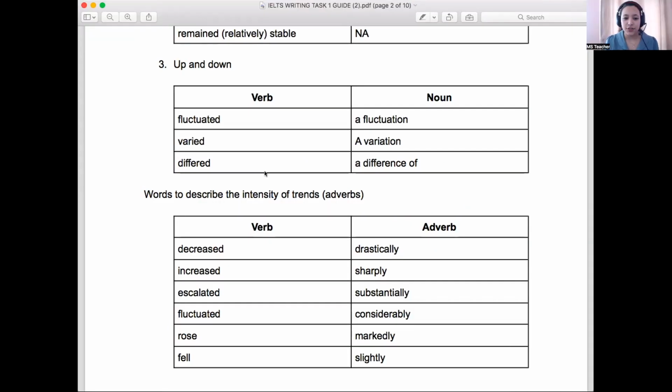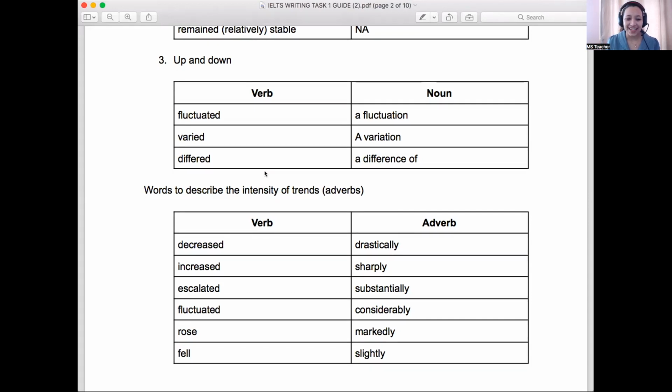Now it's time for us to talk about the trends when they go up and down. So as verbs, you can use the words fluctuated, varied, and differed. And for the noun forms of these verbs, you can use a fluctuation, a variation, and a difference of.